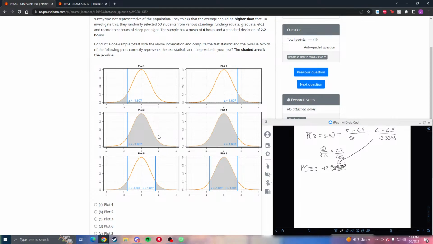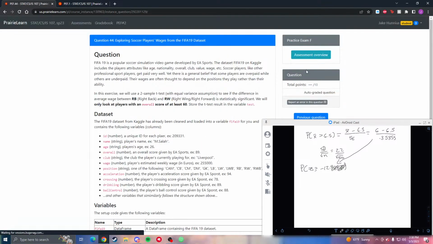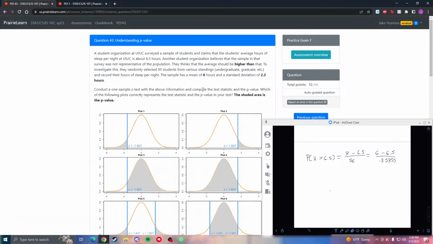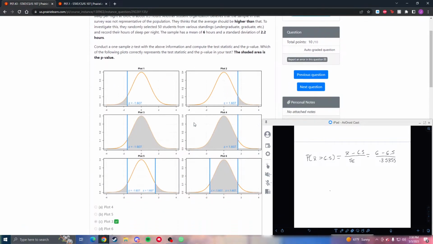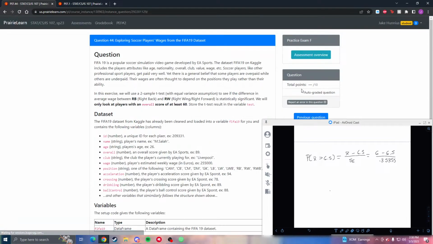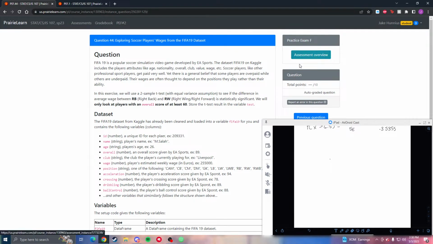Okay, well, our z-value was wrong, but it's plot 3. The way I knew it was plot 3 is that 6 minus 6.5 is a negative number, so we know our z is going to be negative. We're not doing a two-sided test, so it's not going to be this one or this one. And then we're doing greater than, so it's not this one, so it's going to be plot 3. We didn't really need to do any of the math. All right.